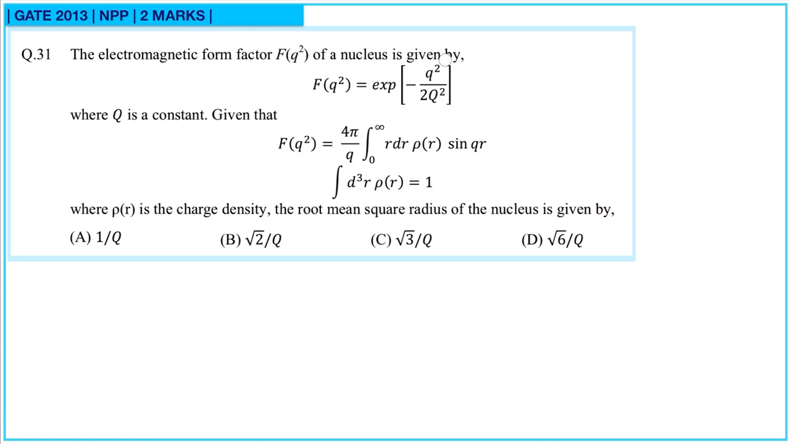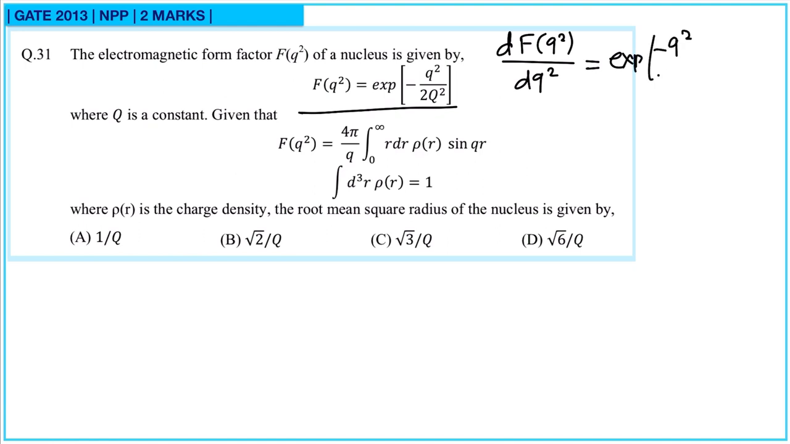So let us take first derivative of this. So for this expression, if I am considering derivative of it, so d of F of q square upon d q square, and we will consider it at q square is equal to 0. So let us first calculate the derivative only. So this will be exponential of minus q square upon 2Q square into minus of 2Q square.